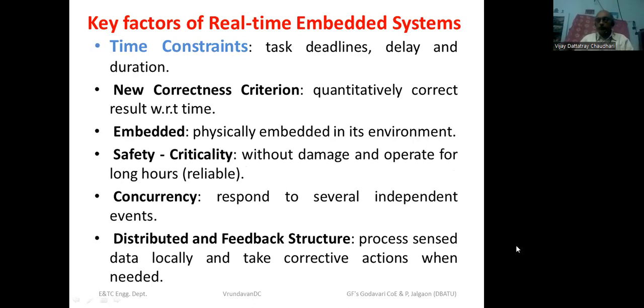Key factors of real-time embedded systems. So what is the difference between an embedded system and an embedded real-time system?